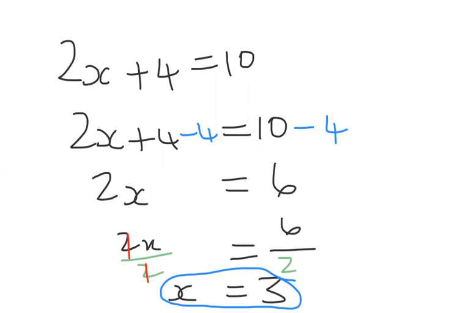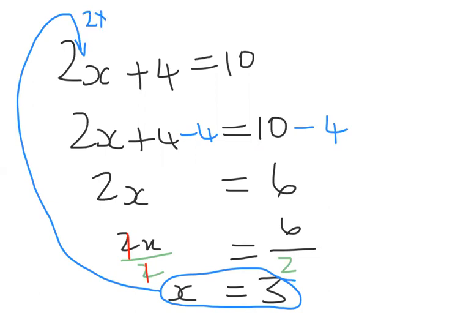Let's see if it's right. If you take this 3, put it in over there, you get 2 multiplied by 3 plus 4. So what is that? 2 times 3 is 6, and 6 plus 4 is indeed 10. So now you know you are correct.